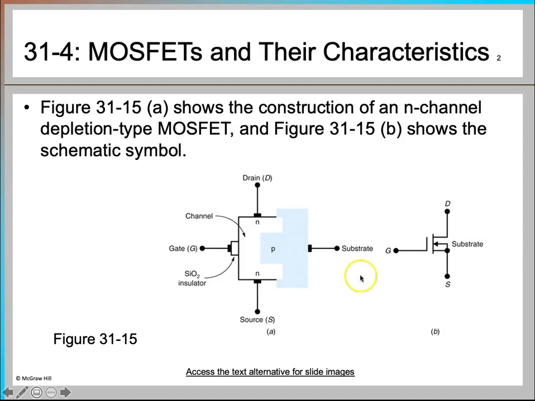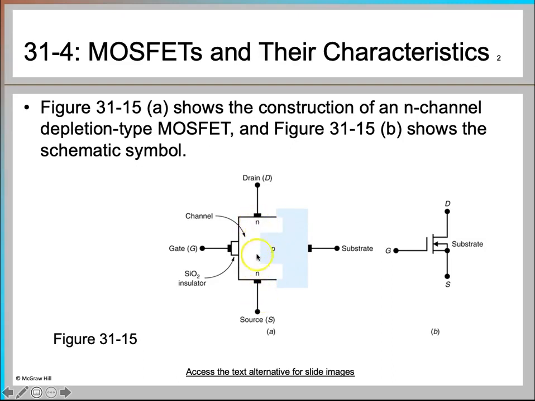And here you see these two pictures. The first is the construction, and the second one is the schematic symbol of the N-channel depletion type MOSFET. So let's first see picture A. In this you see we have drain, gate, and source, similar to JFET. And then we have this block made up of P-type material. This is called your substrate.